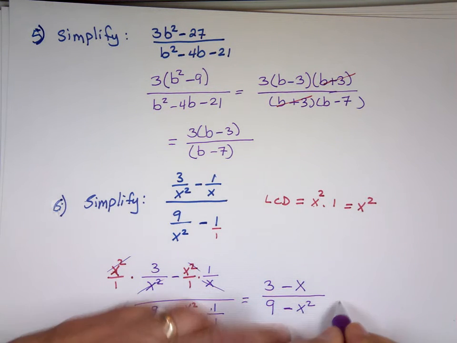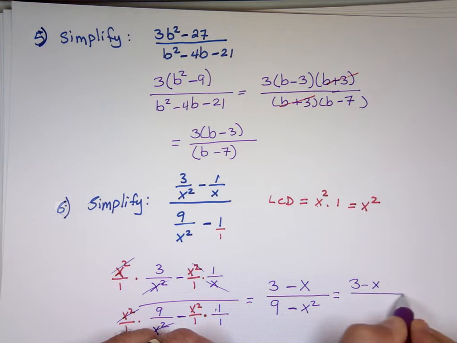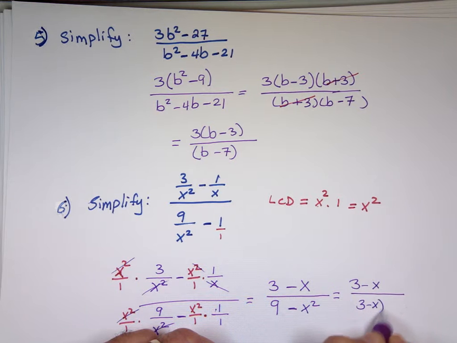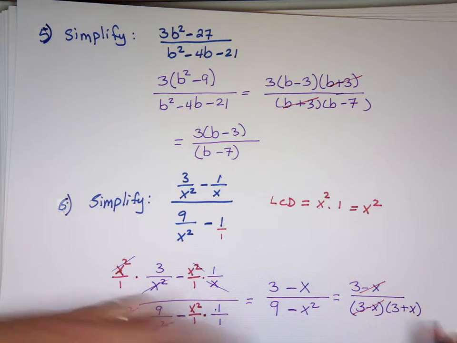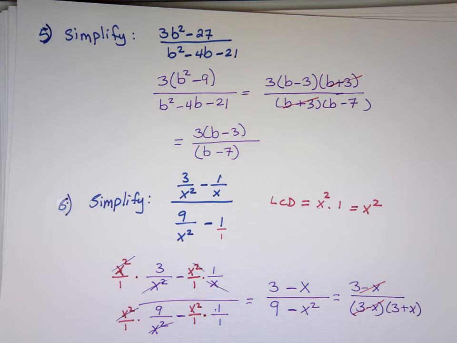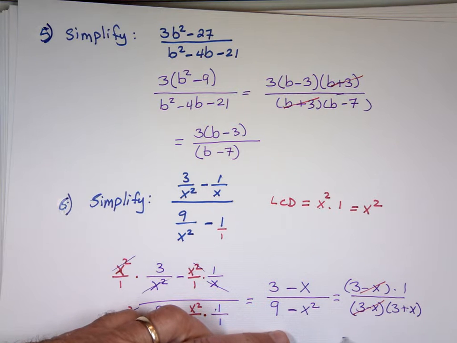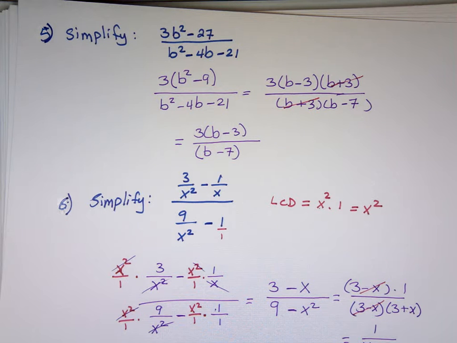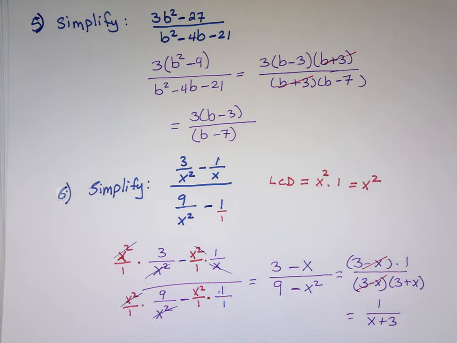Can I simplify it more? Can I factor more? Sure. 3 minus x over, factor this, 3 minus x, 3 plus x. And now the 3 minus x cancels the 3 minus x. What's left on the top? It's always a 1. We just don't put it there, because this is really times a 1. That's a 1 over 3 plus x, so I like to put them x plus 3. I like them in descending power. Three plus x or x plus 3 doesn't change anything.